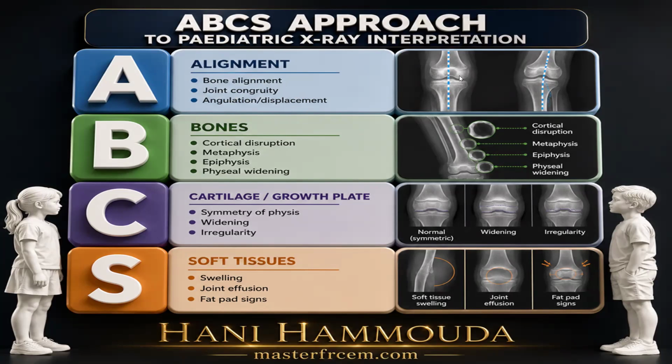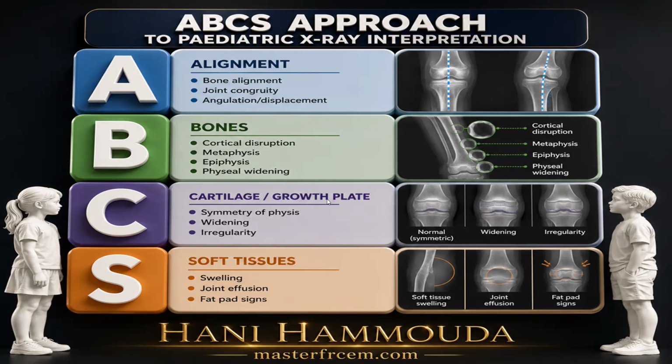So you have cortex here, cortex here, cortex here, cortex here. So check cortical disruption. If there is any disruption, it means a fracture. Check the metaphysis, then the epiphysis, then the physeal widening. Physeal widening means in the center. So check the metaphysis and the physeal widening. Metaphysis is down, epiphysis is up, and the physeal widening is in between.